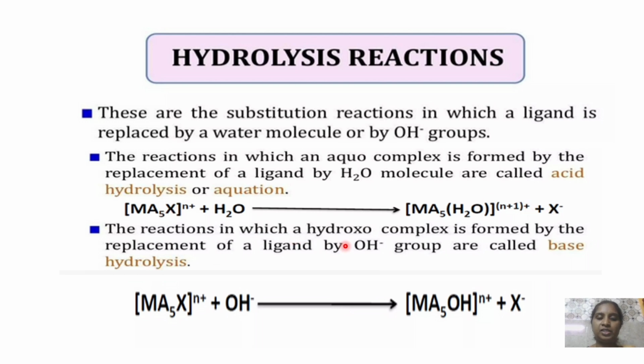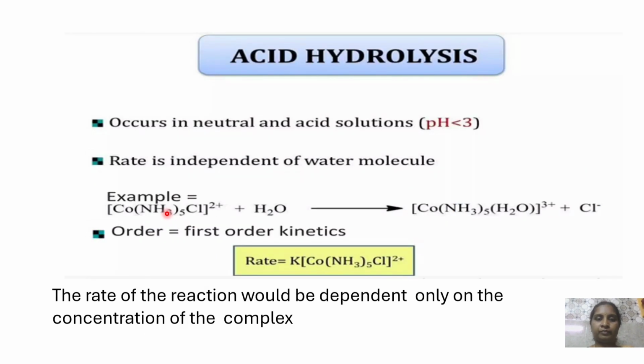The reactions in which a hydroxy complex is formed by the replacement of a ligand by hydroxide ion, simply we can say, are base hydrolysis. If the attack is in terms of hydroxide, we can say base. If the attack is in terms of H2O, we can say simply those are acid hydrolysis reactions. Acid hydrolysis occurs in neutral and acidic solution.